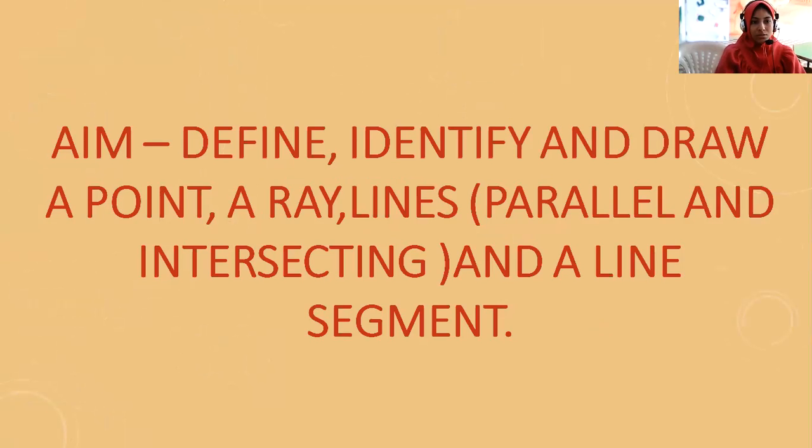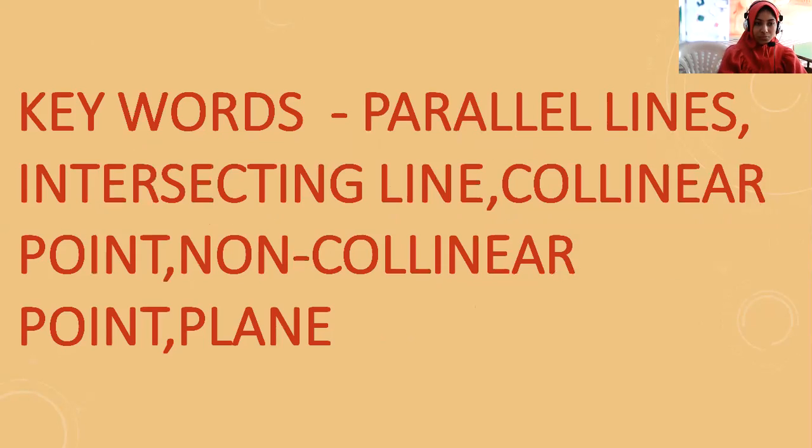Our aim is to define, identify, or draw a point, a ray, a line, parallel and intersecting lines, and a line segment. In this section, we have to learn what is a ray, what is a point, what is a parallel line, what is an intersecting line, and what is a line segment. Okay, so let's start.